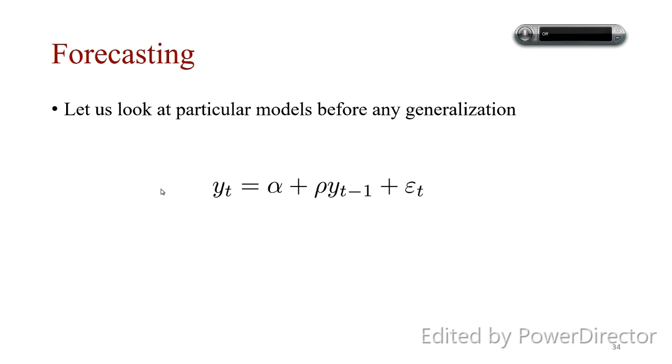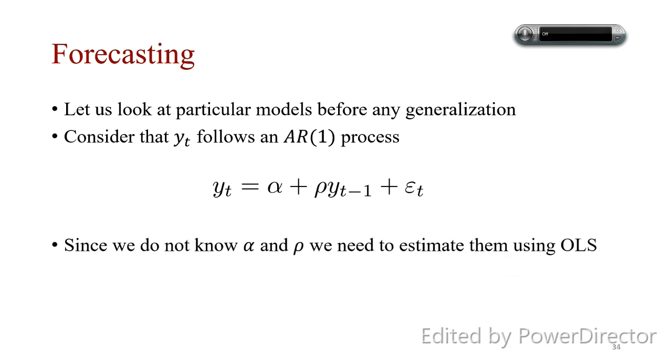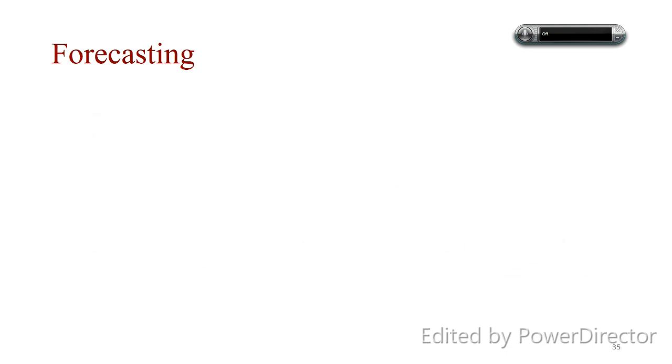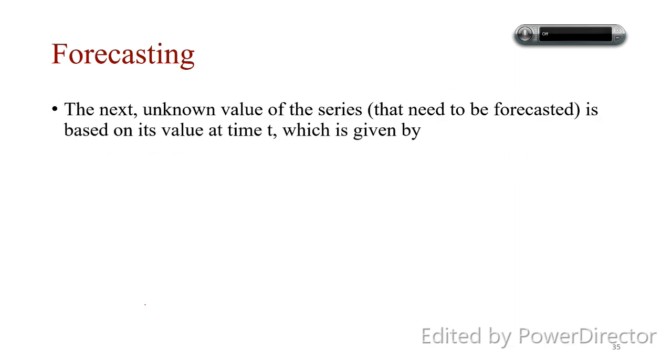So as I mentioned, what is a stability condition? We need to estimate things. After doing this, the next unknown value of the series that needs to be forecasted is based on the value at time t, which is given by the following.